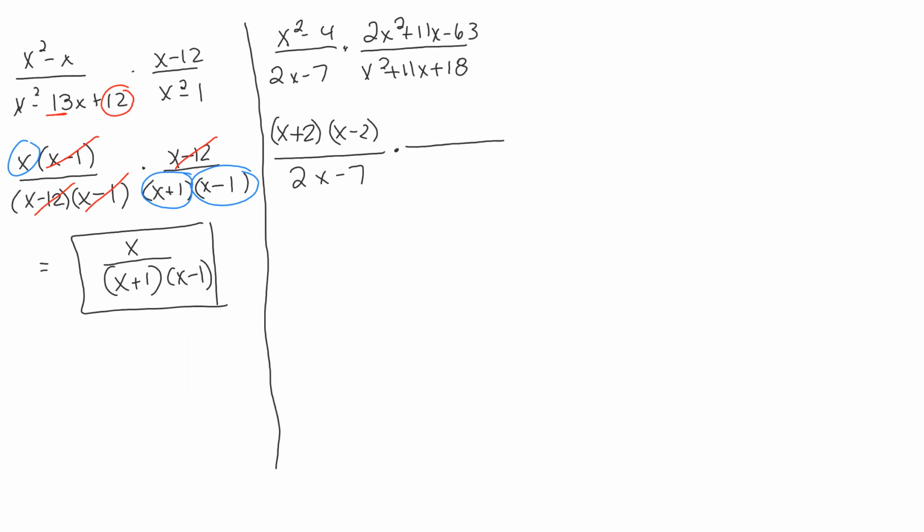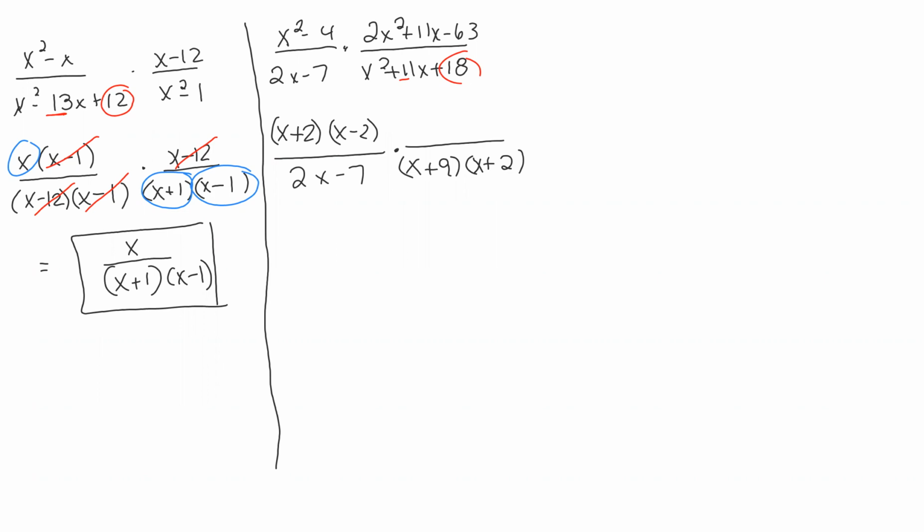And then I'm going to hold off on the second numerator. But the second denominator, I have a quadratic trinomial where the coefficient on the squared term is 1. So I can just start the binomials. I'm going to break it down into two binomials, starting each with an x. And then I want to find factors of 18 that add to 11. Well, if I'm looking for factors of 18 that add to 11, I would just use 9 and 2.